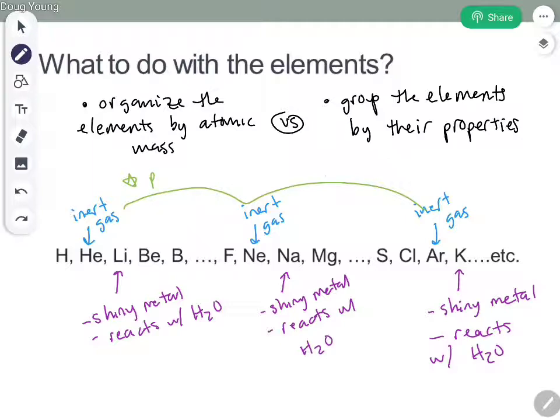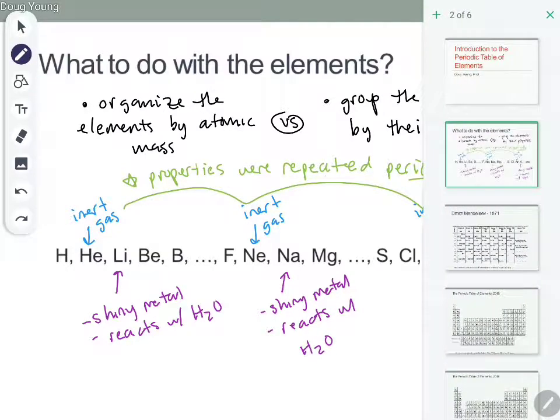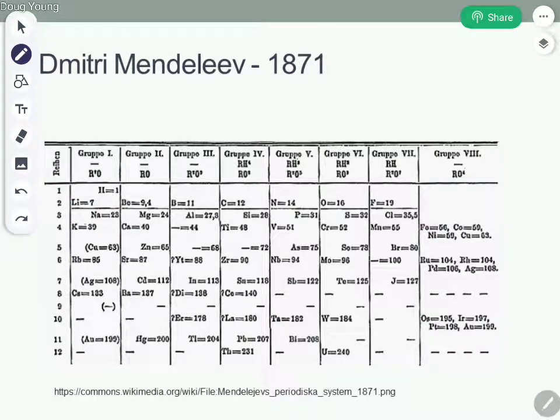So properties were repeated periodically. And so if you organize them together, both by mass and by their properties, you get what we now refer to as the periodic table of elements.